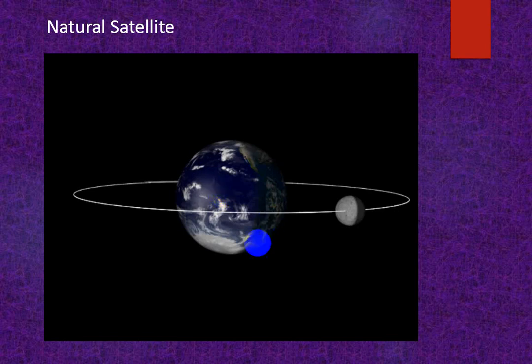Okay, this is a natural satellite. Our planet Earth has one satellite, which is revolving around the Earth. This satellite is the moon. This moon revolves around the Earth. So Earth has one natural satellite, the moon.